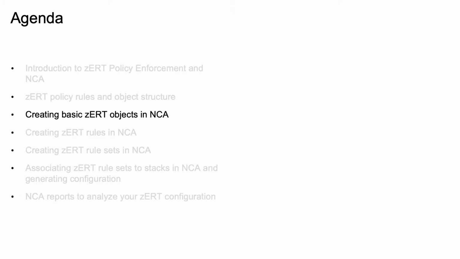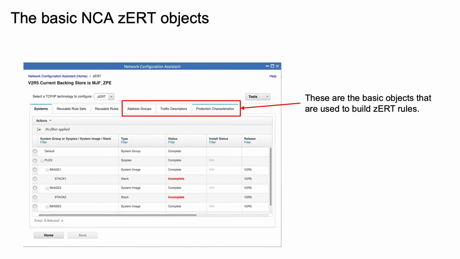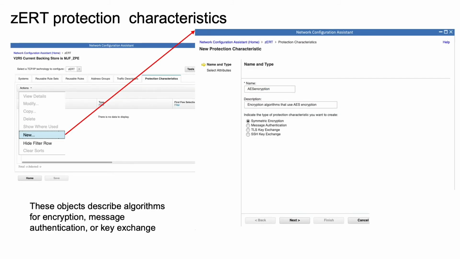Now we'll discuss creating basic ZERT objects in Network Configuration Assistant. Protection characteristics, traffic descriptors, and address groups are objects that can be used to build ZERT rules. We'll discuss each one on the upcoming slides. When you create a protection characteristics object, you give it a name, an optional description, and you select what type of protection characteristics object you are creating.